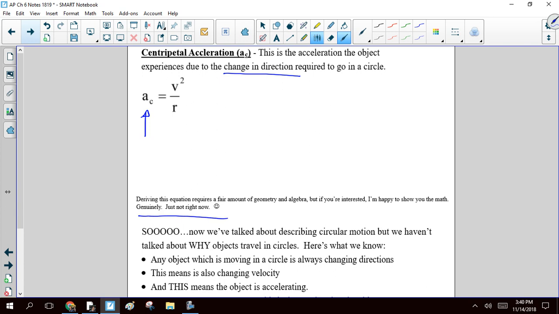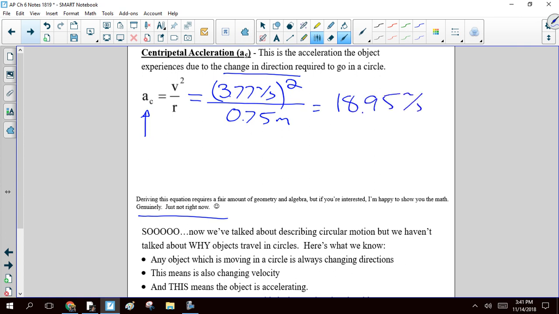Deriving that equation does require a bunch of geometry and a little bit of calculus. I'm happy to go over it with you if you want. I don't know that it's really that necessary, though. So for us, we can find the bee's acceleration by taking his velocity, which was 3.77 meters per second. Don't forget to square it, and then divide it by the radius of the circular path. Okay, and so if you do this, you end up getting 18.95 meters per second squared. All right.